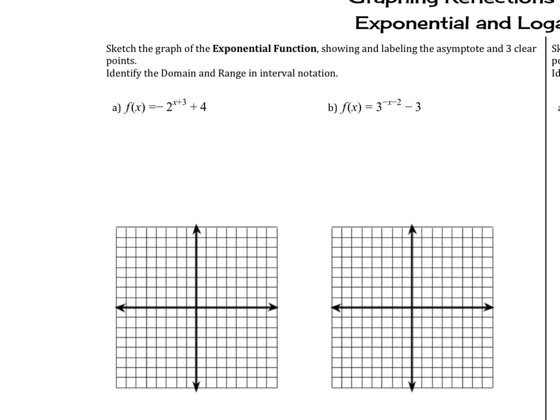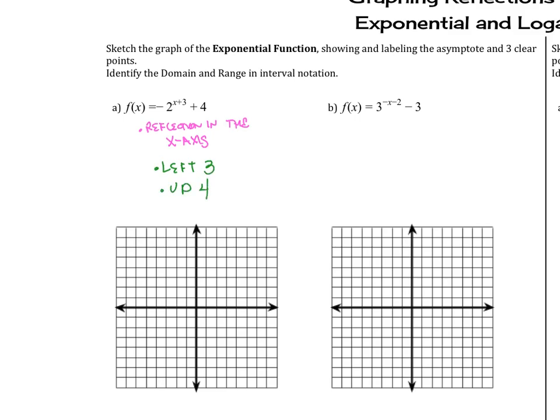So we want to sketch the graphs of each of these exponential functions. We're going to label the asymptote and 3 clear points, and then identify the domain and range in interval notation. So as I'm reading it from left to right, the negative in front tells me it's a reflection in the x-axis. Positive 3 with the x means this moves left 3, and this is up 4. So let me list that. So reflection in the x-axis, and then left 3, up 4.